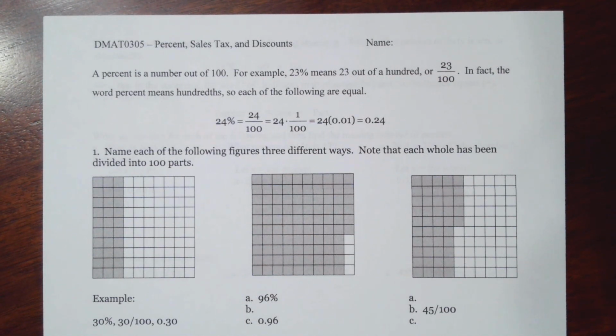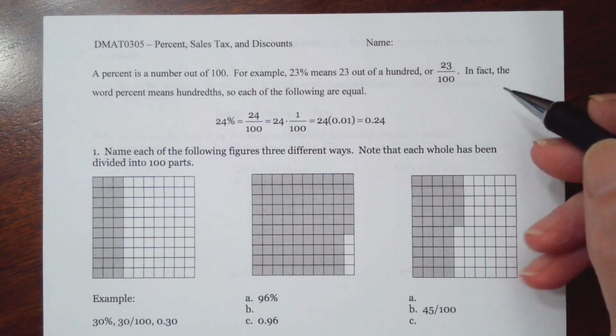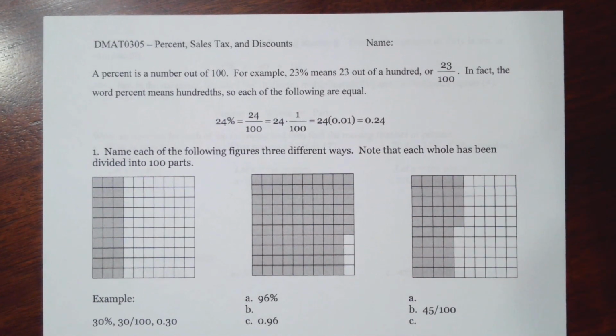So a percent is a number out of 100. For example, 23% means 23 out of 100 or 23 hundredths. In fact, the word percent means hundredths or per hundred. So each of the following are equal.